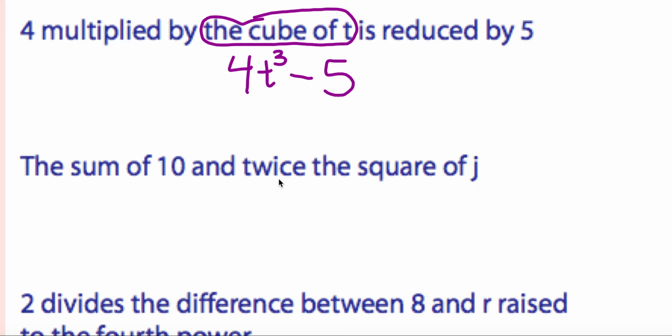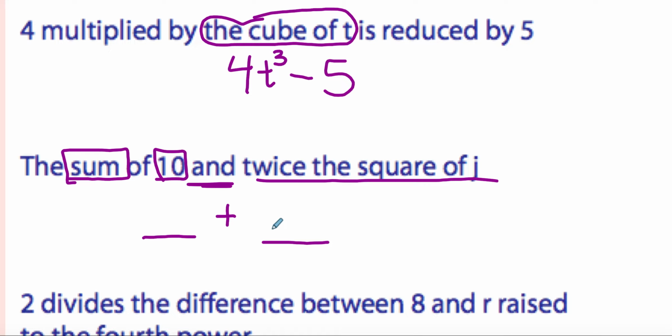The next one, the sum of 10 and twice the square of j. So this is where we need to pay attention to what it is asking. The sum means the answer to an addition problem. So it's telling me I have an addition problem and I'm adding something to get the sum. What am I adding? I'm adding 10 and twice the square of j.